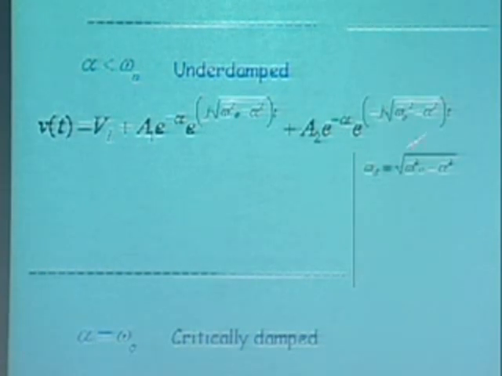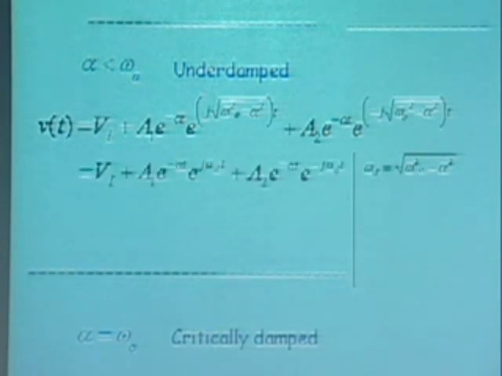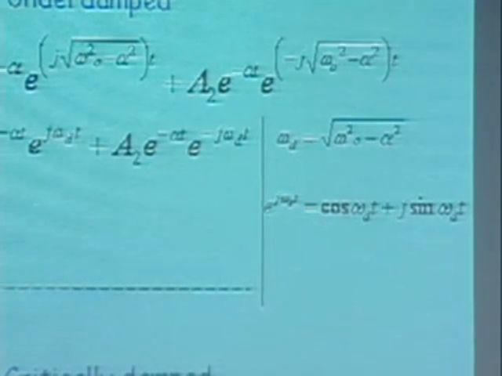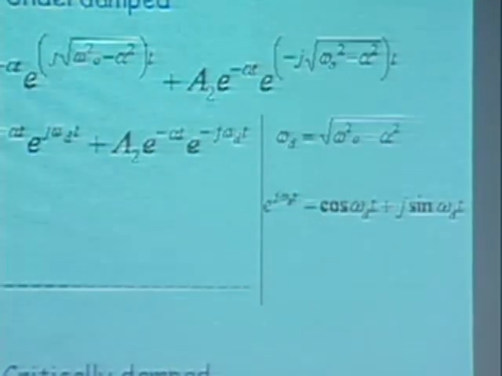So I'm going to call the square root of omega naught squared minus alpha squared, omega d. And here's what I get. So I've defined three things for you now: alpha, omega naught, and omega d. And I get this equation in terms of alpha and omega d. And then, remember from your good old Euler relationship, e to the j omega d is simply cosine plus a j sine. I'm just going to blast through a bunch of math rather quickly.